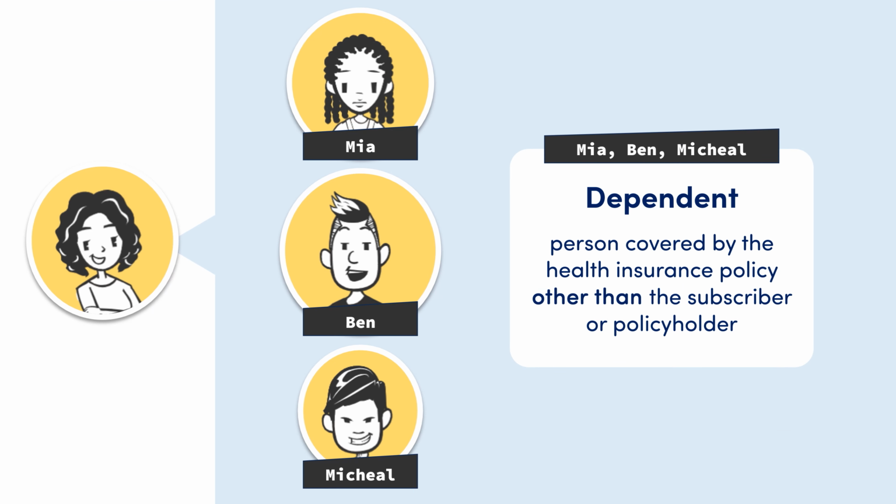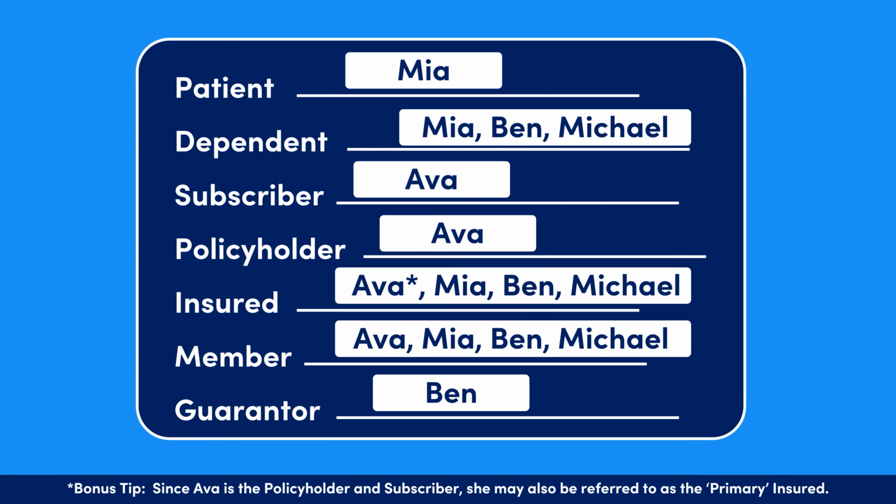Mia, Ben, and Michael are also dependents because they are covered by Ava's policy. Dependents are people covered by the health insurance policy other than the subscriber or policyholder. This usually includes family members like a spouse, children, or sometimes other relatives, depending on the specific terms of the policy. As you learned today, the patient isn't always the policyholder or guarantor.